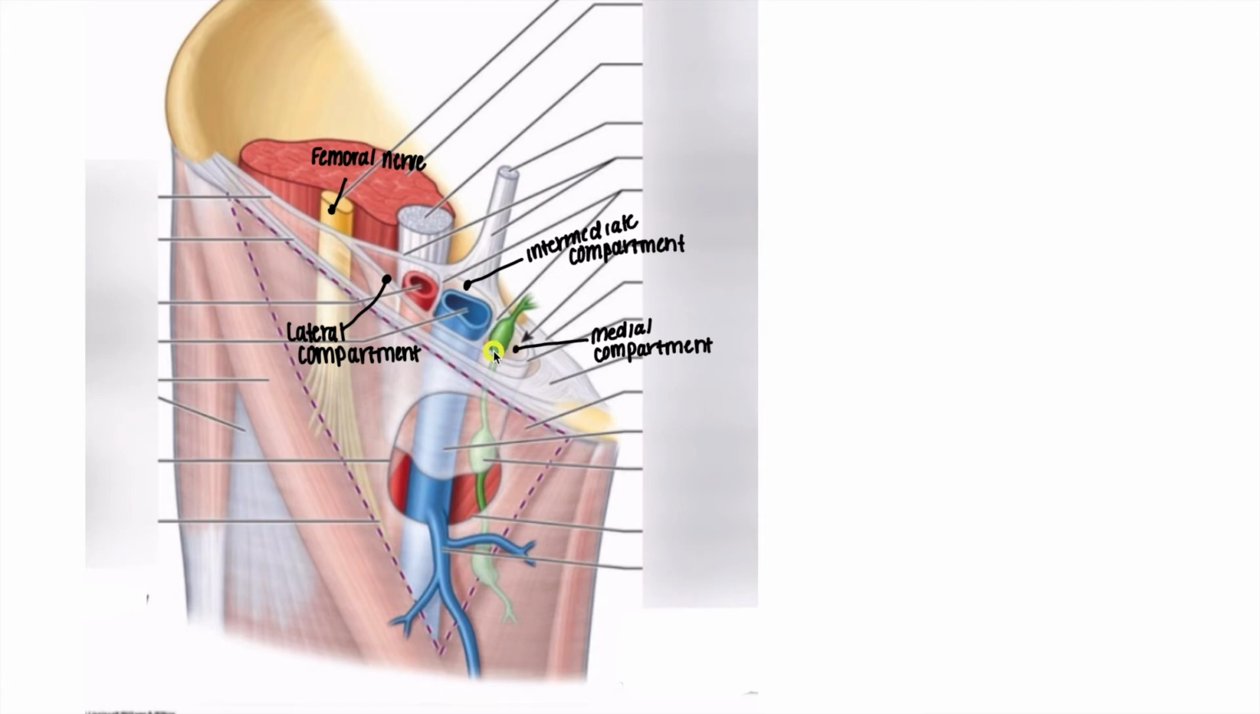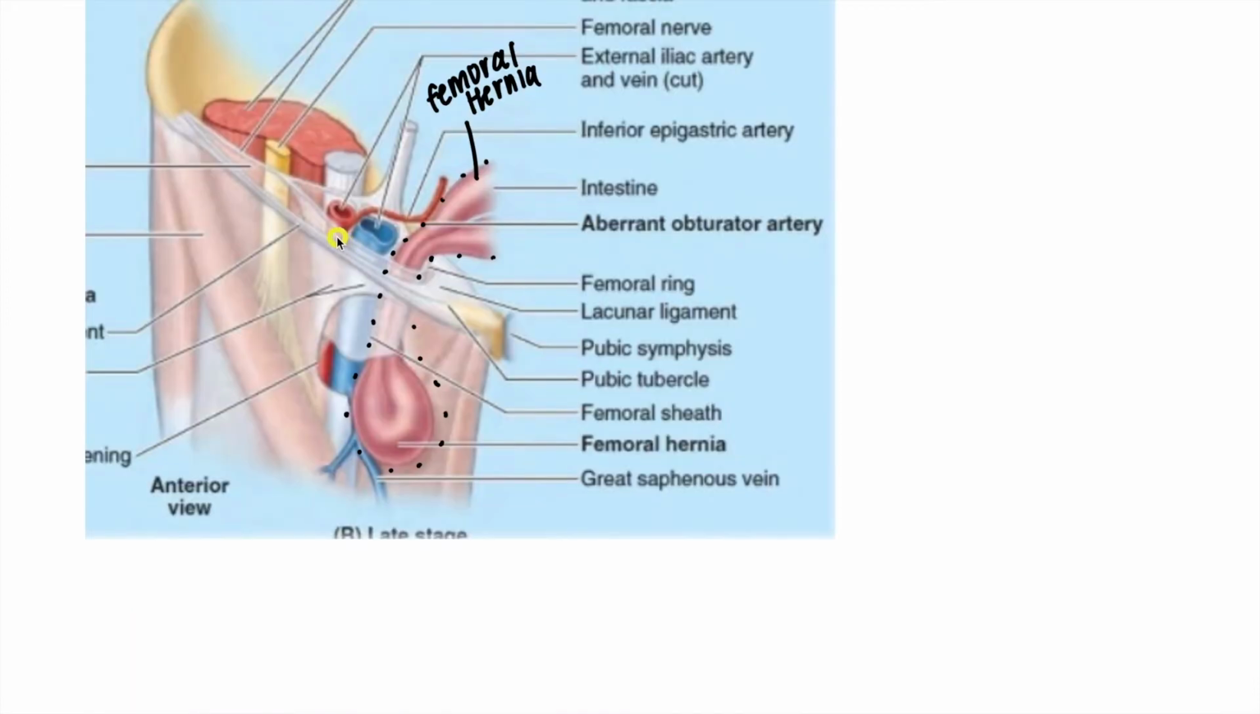The medial compartment is the smallest of the 3. It allows for expansion of the femoral vein when venous return increases. This is the site of femoral hernias. We can see the same thing here. We have the lateral compartment, the intermediate compartment, and the medial compartment, and here we have our femoral hernia.